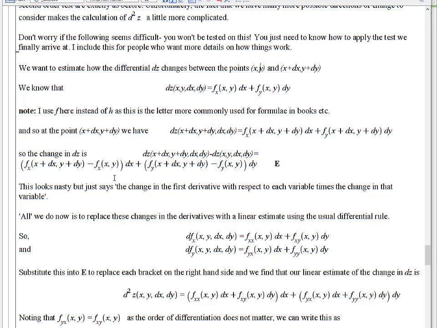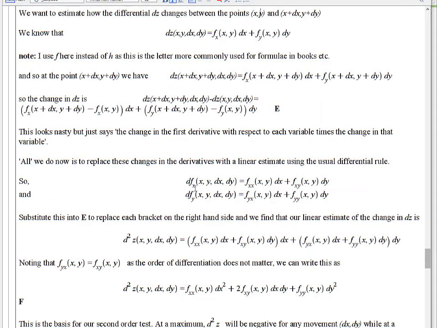Now, all you do is replace these estimated changes in the first derivative using the second derivative, because I've got an estimated change in the first derivative here, which is equal to the second derivative times dx, plus the second derivative in the y direction times dy. The estimated change in the y derivative is the same thing again. How's the derivative going to change going in x? How's the derivative going to change going in y? So differentiate again, times dy.